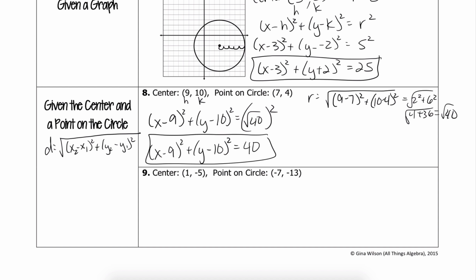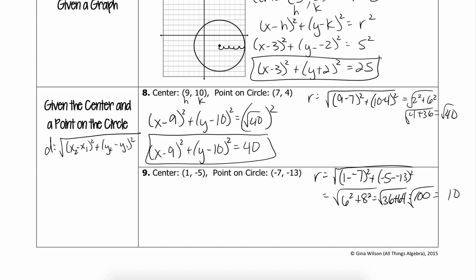Okay, let's do that again on number 9. I'm going to find the radius first. So I'm going to subtract my x's. 1 minus negative 7 squared plus negative 5 minus negative 13 squared. That's going to give me 6 squared plus 6 squared. Oh, just kidding. How about 8 squared? Which is 36 plus 64 is 100. Yay, 100. Because that square root is 10.